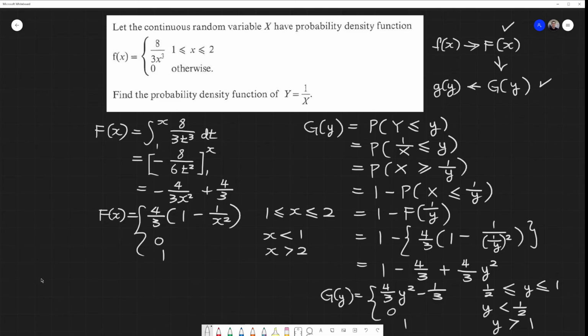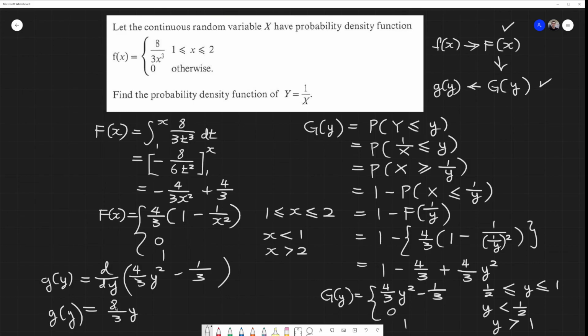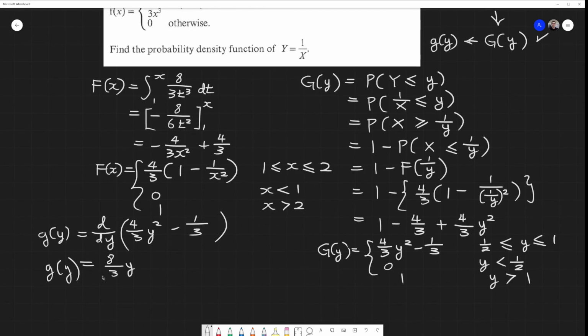So the last thing we're going to do is differentiate this to get our PDF for y. So we do gy equals d/dy of 4 over 3 y squared minus 1 over 3. Differentiating this is going to give me 8 over 3 y. Make sure to fully define it. I'm running out of space, so I'm just going to move down a little. So this is going to be for 1 over 2 to 1, and it's going to be 0 otherwise. And we are done.